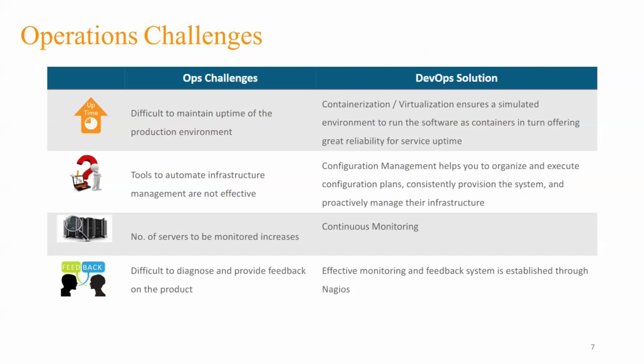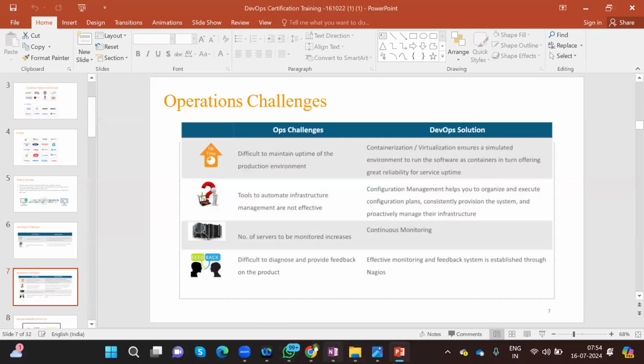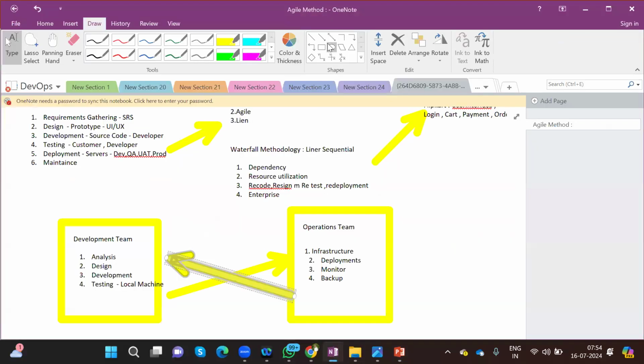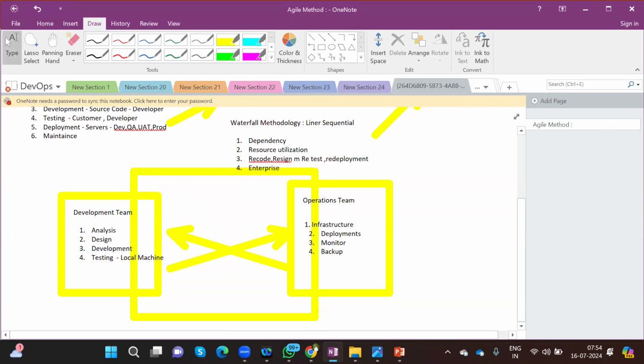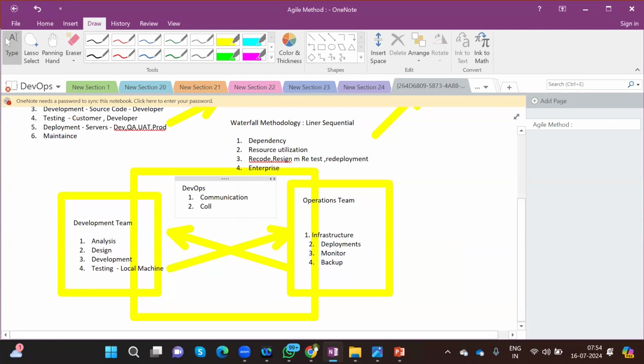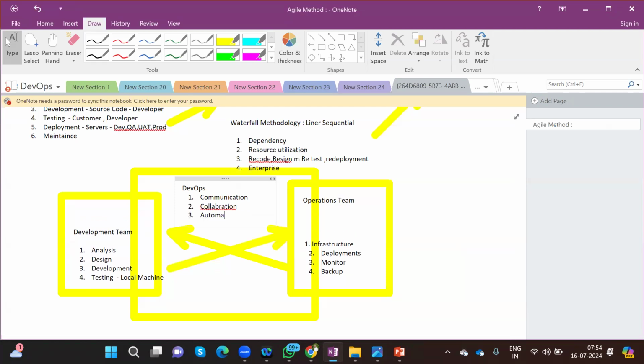So to overcome all the challenges we discussed, something came into the market. It is called DevOps. DevOps basically resolves three things. The first is communication. The second is collaboration. The third is automation. These are the three points where we have to focus more on DevOps.